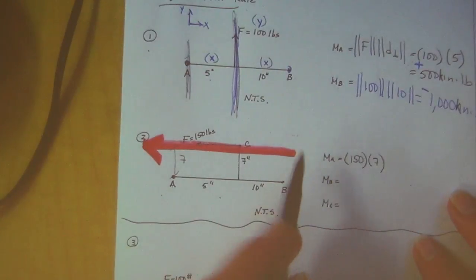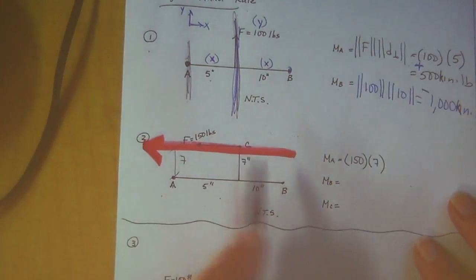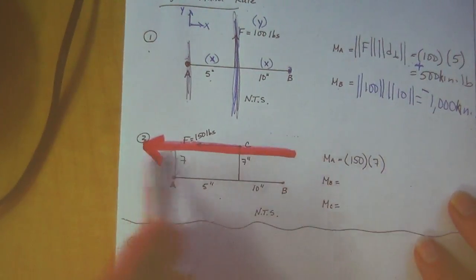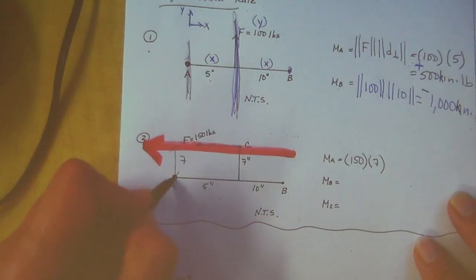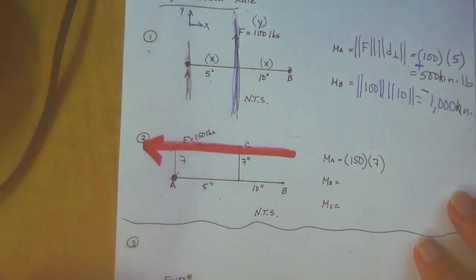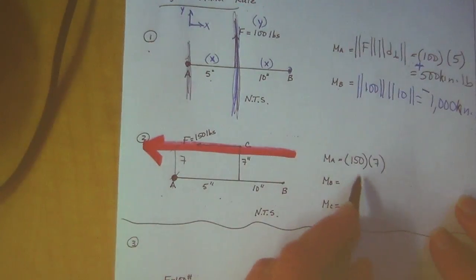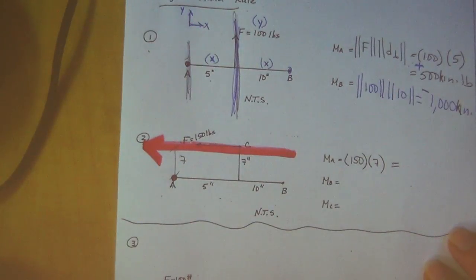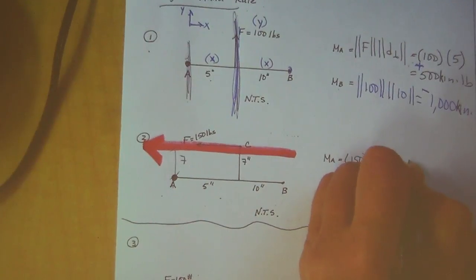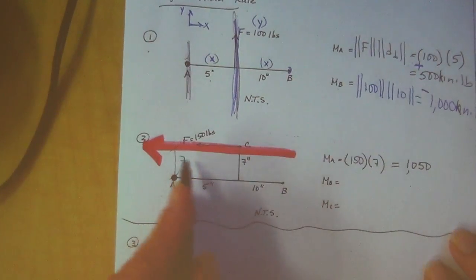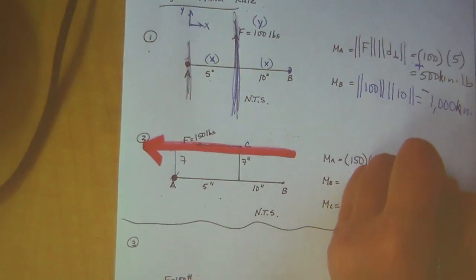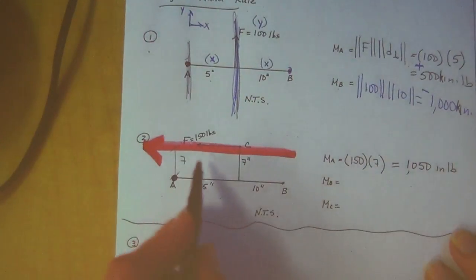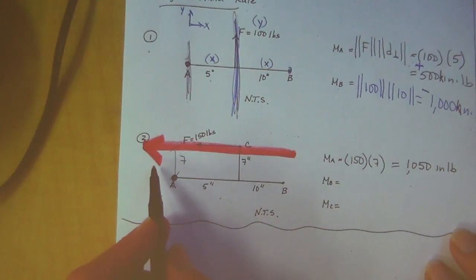So what I find comfortable is putting a big old arrow here. And then I look at the point I'm thinking about and what is the perpendicular distance, which is really the shortest line distance to that point. 7. What's 150 times 7? 1050. And what's the units? Inch-pound again. What direction is the spin in? K, okay?